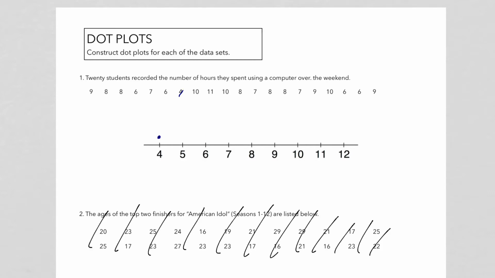Okay, now I'm looking for how many students spent 5 hours using the computer. And let me see here. Looks like I don't have any. I don't see any students who spent 5 hours, so I don't put anything right here. Now I'm going to see how many students spent 6 hours using the computer. And let's just write that at the bottom so we can remember. It's always good to label things. These are the hours that we're talking about. And then these dots represent the number of students.